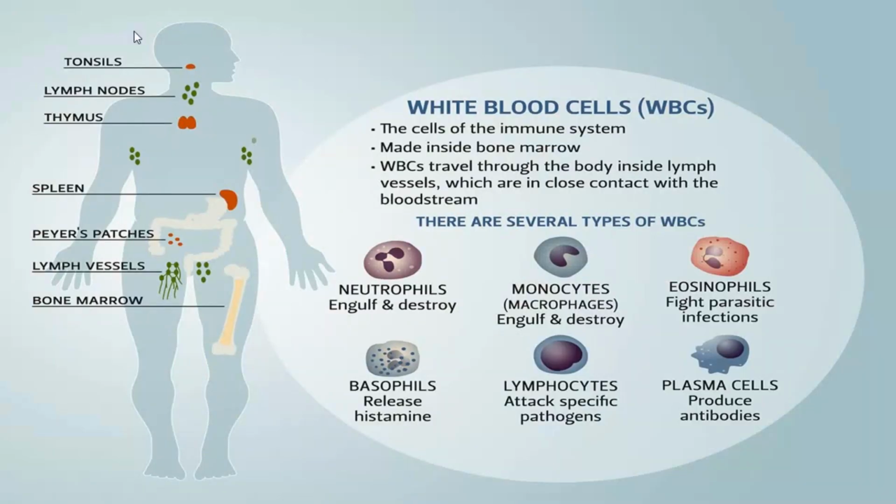Now, this is a drawing that shows you where your organs are. So your tonsils are near your pharynx, at the back of your throat. Okay, just at the back of your mouth, near the oropharynx. These are lymph nodes. They are found around the neck region. So they are called cervical lymph nodes.